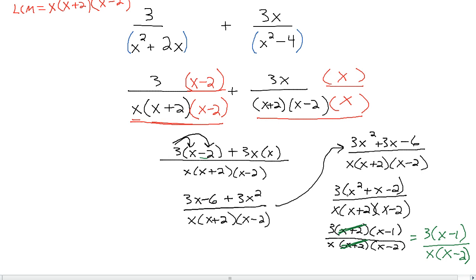I pulled out a 3, and then I did backwards FOIL, and lo and behold, I did end up with two things that I could cancel: the x plus 2 on the top with the x plus 2 on the bottom. And then you write down what's left, and you're done.